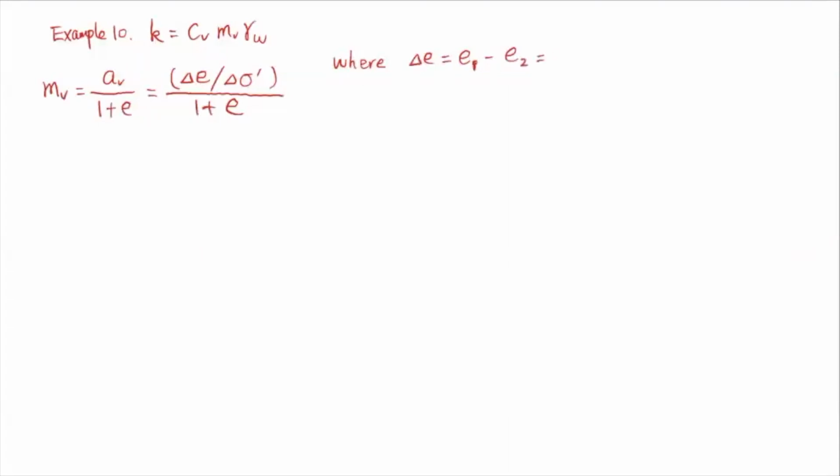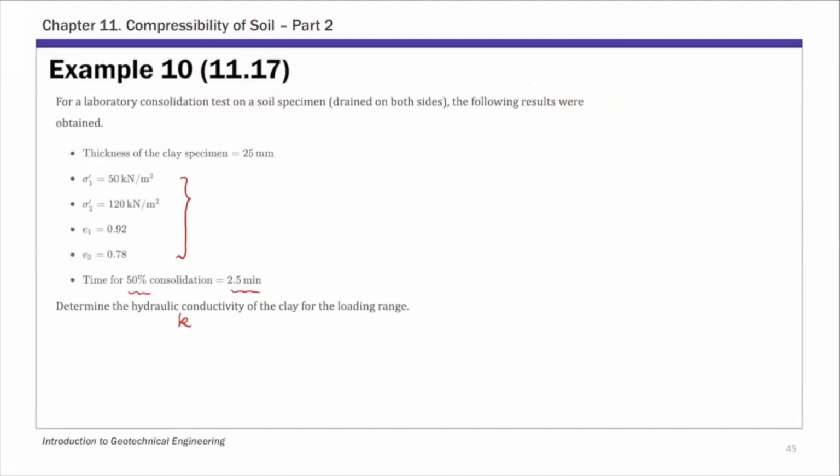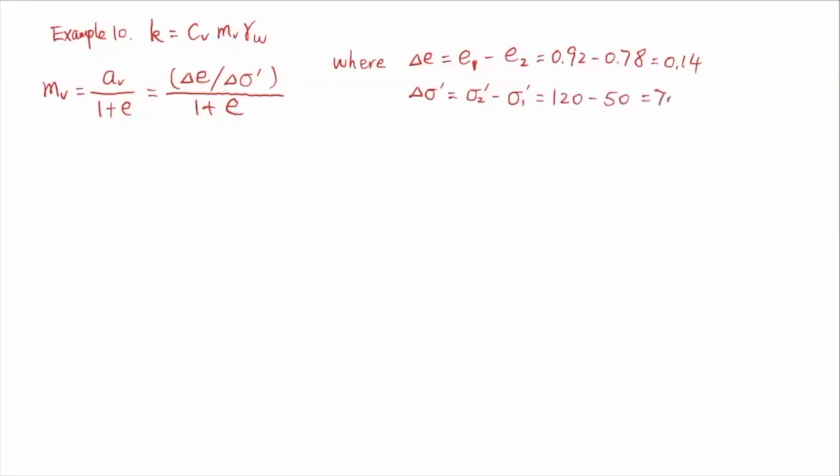So that's 0.92 minus 0.78, 0.14. That's the void ratio change. And then the corresponding effective stress change, delta sigma prime, is sigma 2 prime minus sigma 1 prime. Again, the reason I'm using 2 minus 1 is to make sure we get a positive a sub v number. So that's 120 minus 50, so that's 70. The unit is kilonewton per meter square.